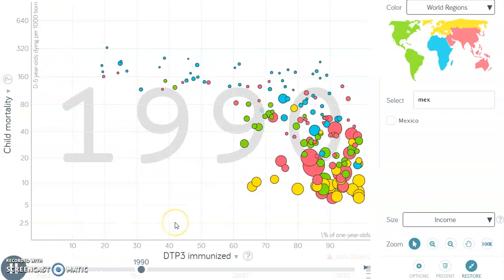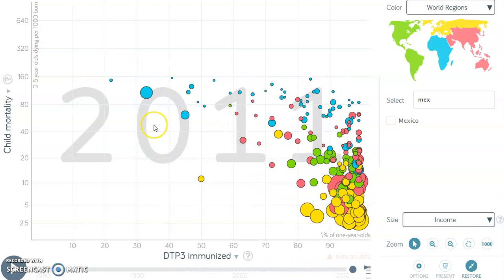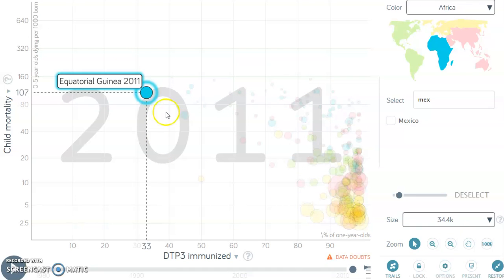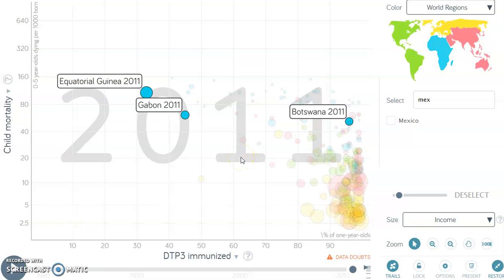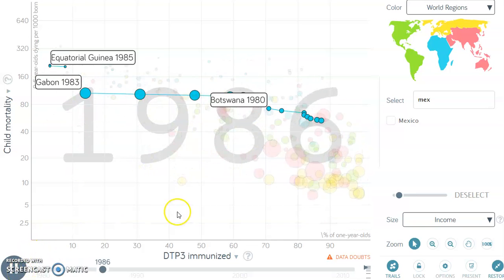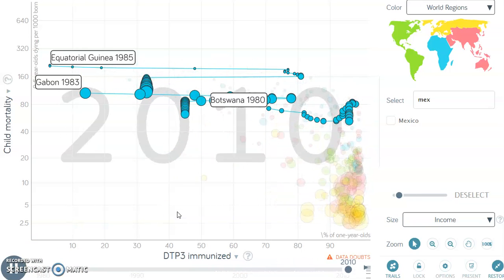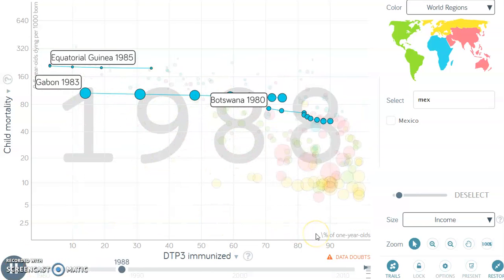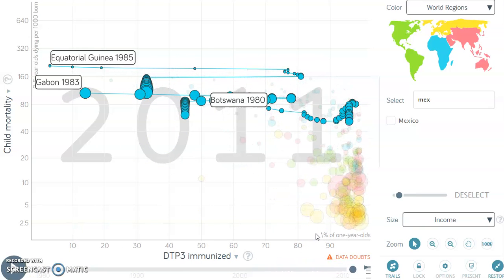Now we can see some other interesting things happening here. If we take a look at some of these African nations, like Equatorial Guinea, Gabon, and Botswana, if we watch, they're all over the place in vaccination rates, but around the year 2000, we see a sharp decrease. I picked these because the immunization rates kind of stabilize, and you can see the sharp drop around the year 2000.